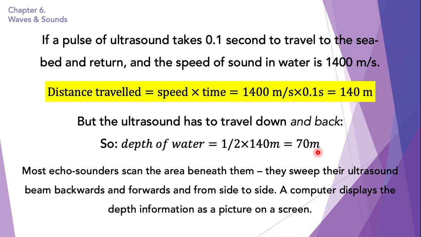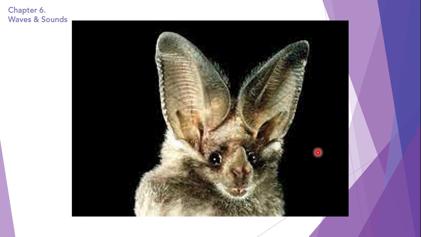Now let me show you this bat here. This bat uses ultrasound to locate insects and other objects in front of it. It sends out a series of ultrasound pulses and uses its specially shaped ears to pick up the reflections. The process is called echolocation, and it works like echo sounding. Bats can hear up to 120,000 Hz of frequency, which means that they can also hear insects.